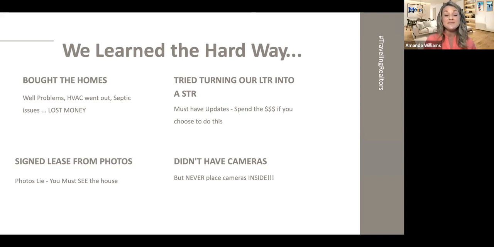One more thing that we did was we signed a lease from just photos. So we actually had a landlord reach out to us, and she loved our business model. And she's like, yeah, I'm purchasing this new property in the 5 Points area of Raleigh, and super nice area. And so we were looking at the pictures, they were all staged and gorgeous. And we're like, yeah, we'll do this. And for some reason, there was an excuse why we couldn't see the house before she closed on it. So we went ahead and signed the lease, and we gave her the security deposit.